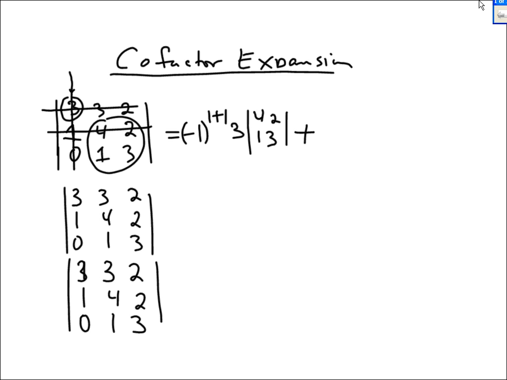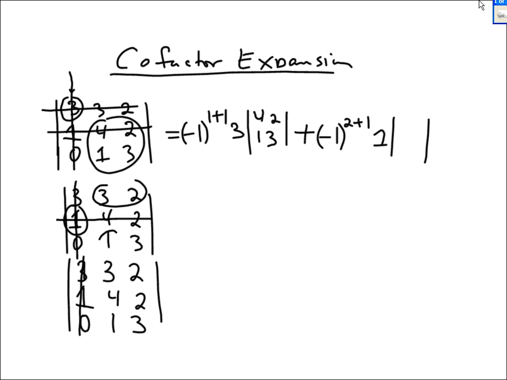Since the first row is already crossed off and it's hard to see, let me come down here. I cross off the second row. But in all cases, we're expanding about the first column. So I have the same 3 parts: -1 to the row plus the column, and then the number that we crossed off, which is 1, and then the determinant that remains, 3, 2, 1, 3. And now I cross off the third row.